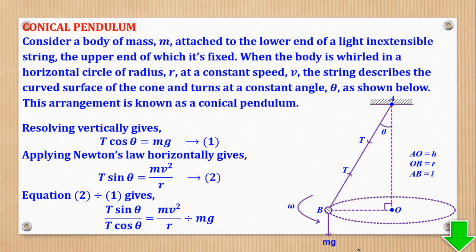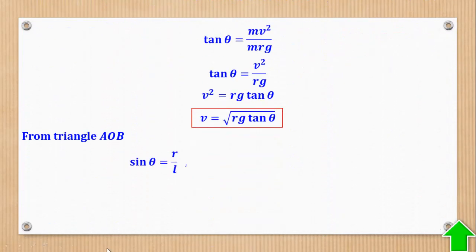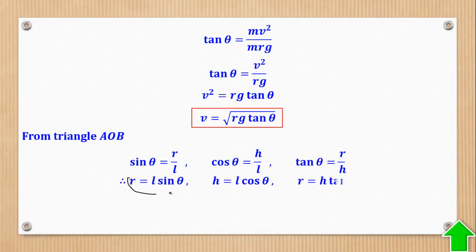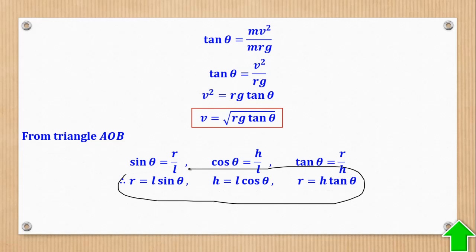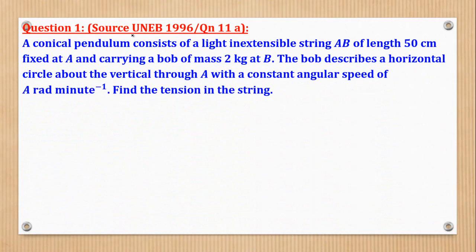So let's go and write that. When I cross multiply, I'll come up with R equal to L sine theta, H is equal to L cos theta, and R is equal to H tan theta. So if I want to get R in terms of given H and theta, I can use this. R given L and theta, I use that. And H given L and theta, I can use that. So these ones are very vital because they will also be used to help us in the calculations. With that, we shall go through these questions.